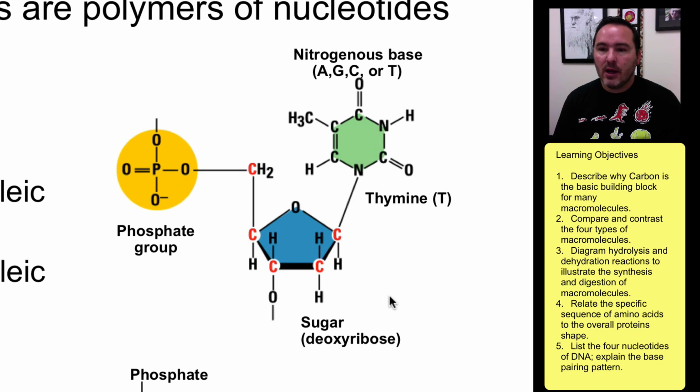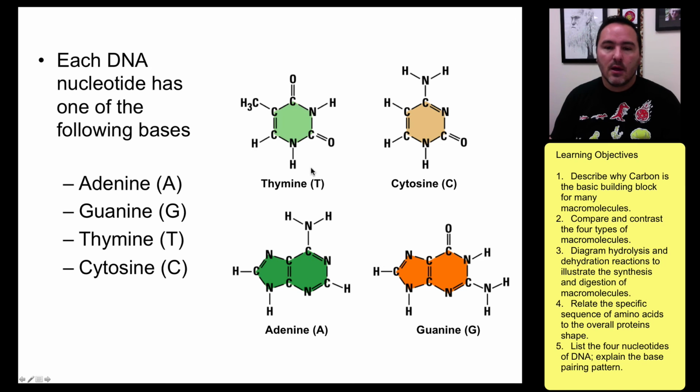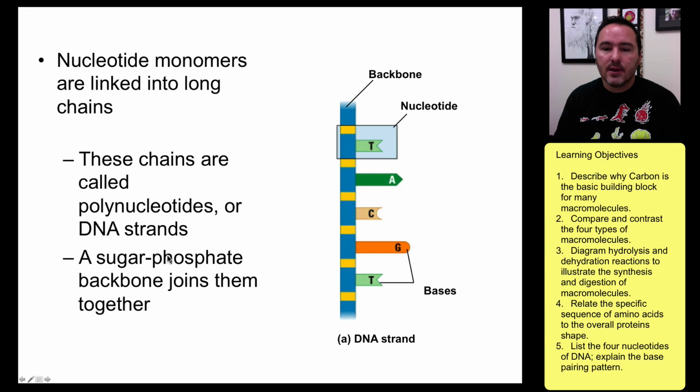Here's an example of a nucleotide that's called thymine, and you can see it has a sugar, a phosphate group, and then a nitrogenous base. And this is what can differ to make each of the different DNA molecules, the DNA nucleotides. You can have either A, G, C, or T in DNA. And here are the different structures of those nitrogenous bases. And that's what they stand for. A is adenine, G is guanine, T is thymine, and C is cytosine.